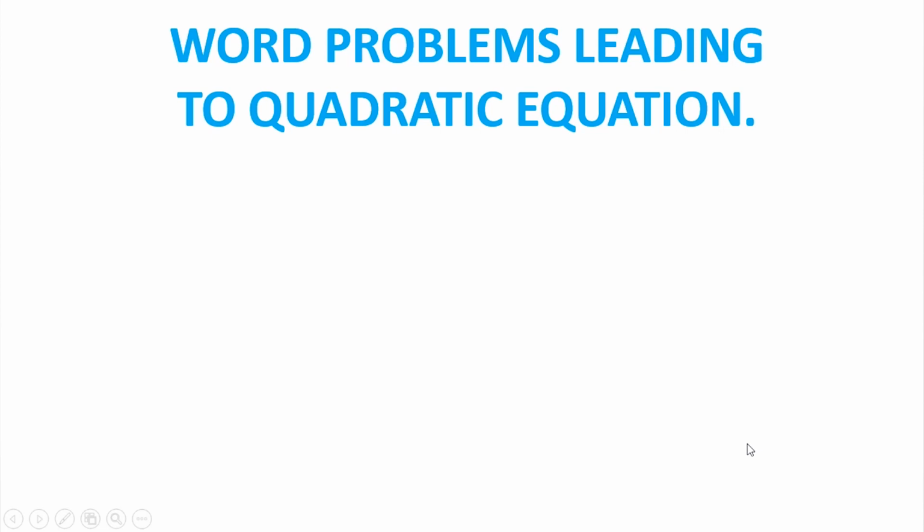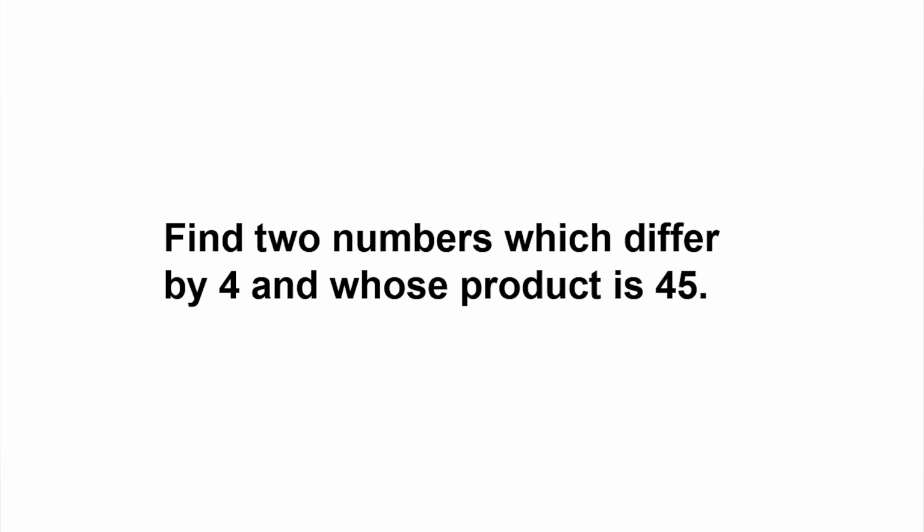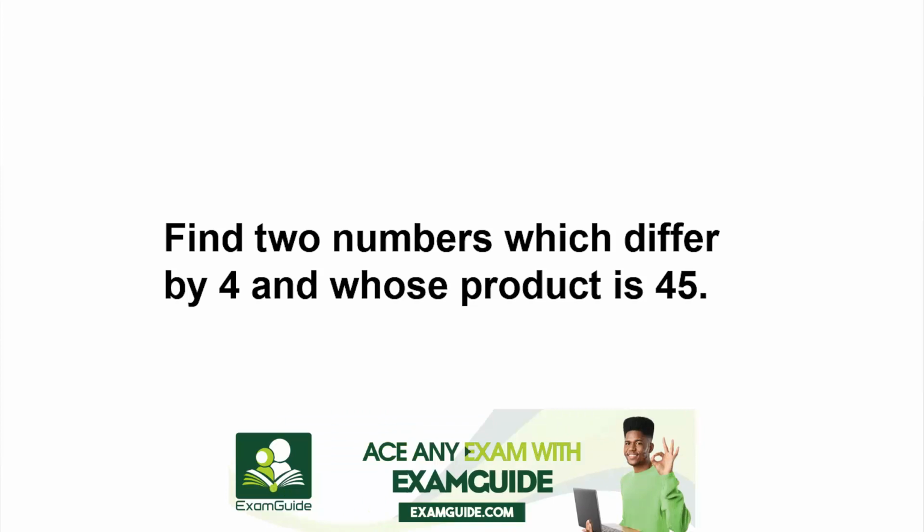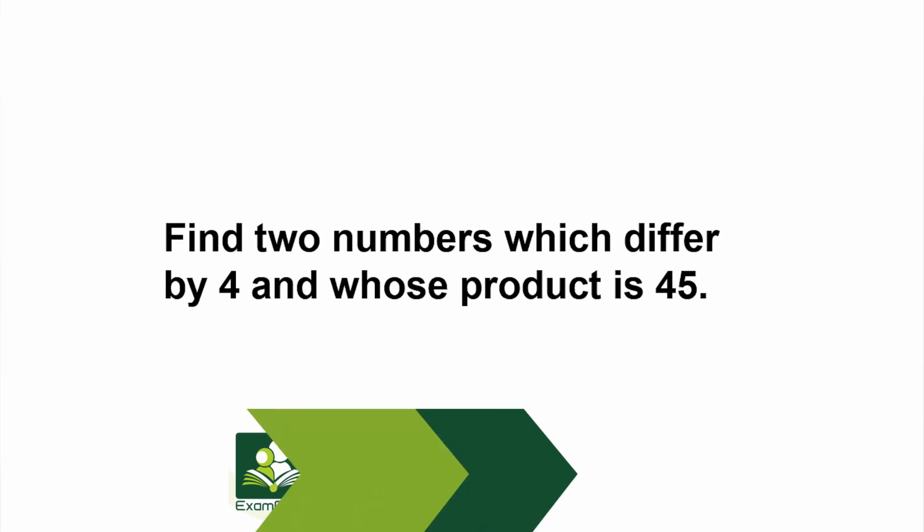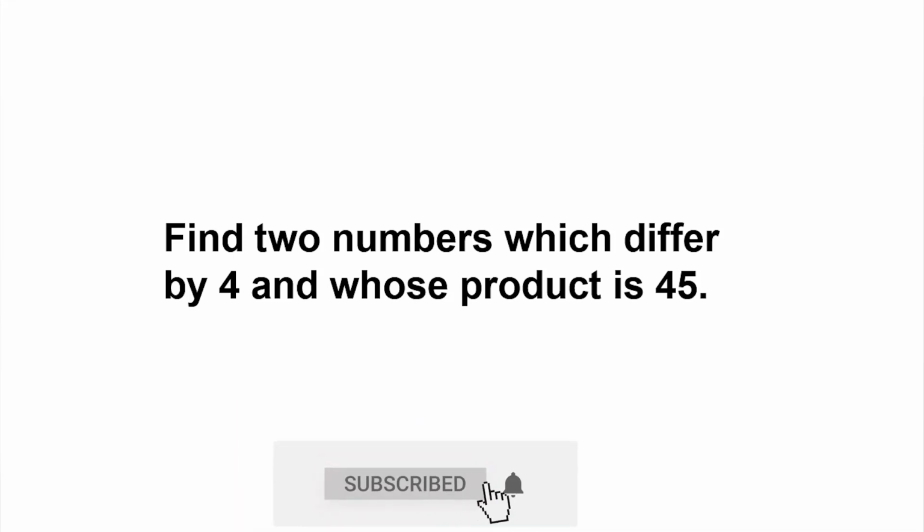Word problems leading to what? Quadratic equation. Find two numbers which differ by 4 and whose product is what? 45. Remember, don't forget to read out the question loud to yourself so that you can actually understand and think of what they have in mind, maybe the examiner. Now find two numbers which differ by what? 4. Do we know these numbers? No. Now let us assign the numbers.